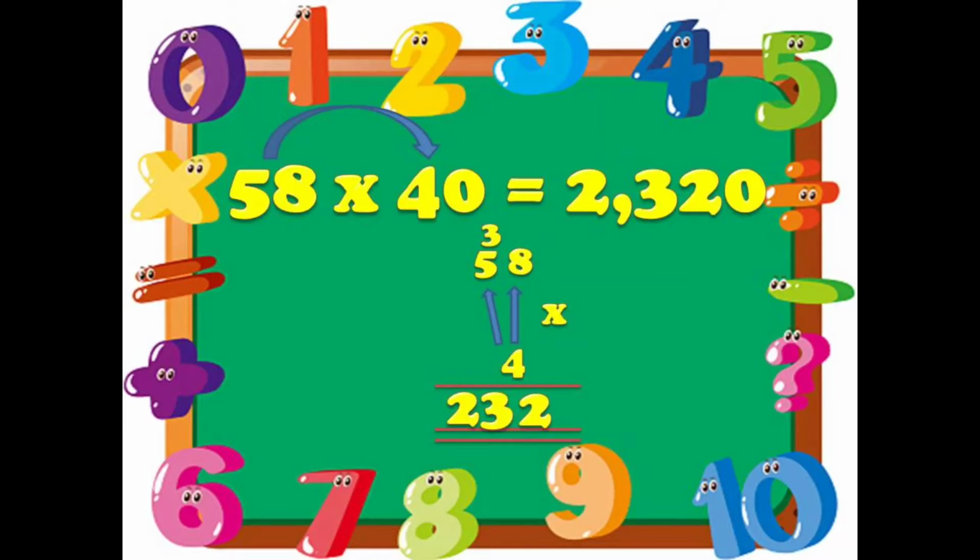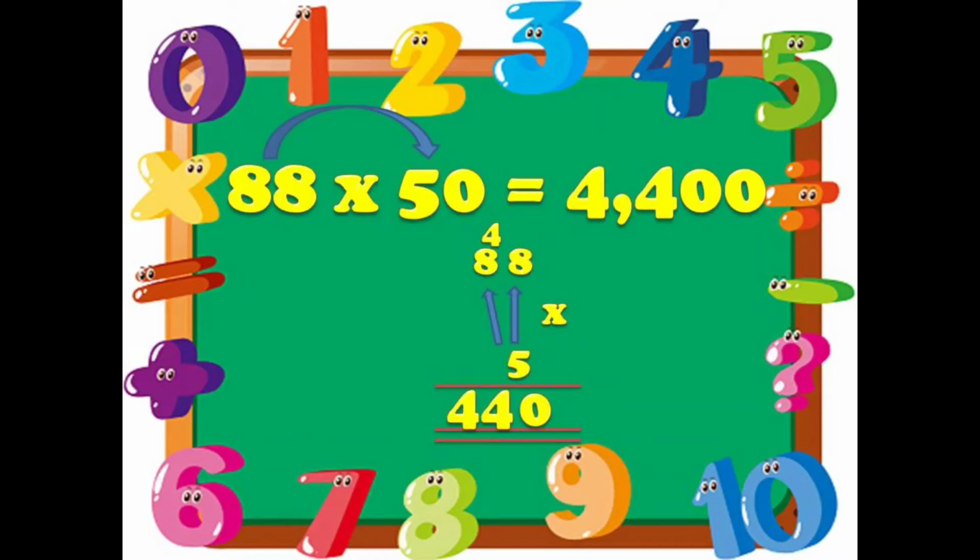Here's another example. 58 times 40 is equal to 2320. So how did we get the answer? You just have to multiply 58 times 4. 58 times 4 is equal to 232, and then we should add a 0 at the end of the product. So 58 times 40 is equal to 2320.